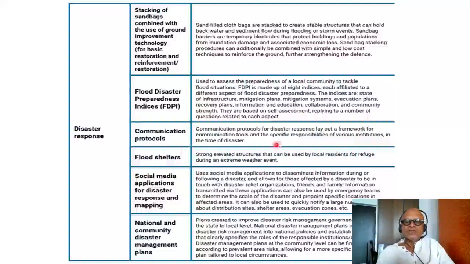Communication protocols are needed, flood shelters, so strong elevated structures that can be used by local residents for refuge during an extreme weather event. Many people don't evacuate their homes and end up in the attic, or maybe floods rise even higher, or you end up having mold and disease problems and so on that you are living with, that should be avoided, can be avoided if you have shelters with elevated structures.